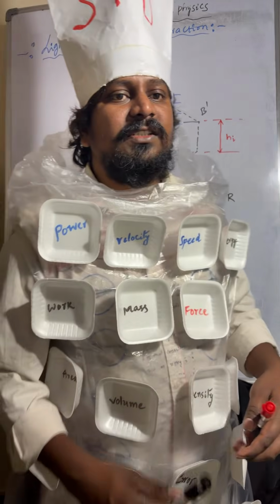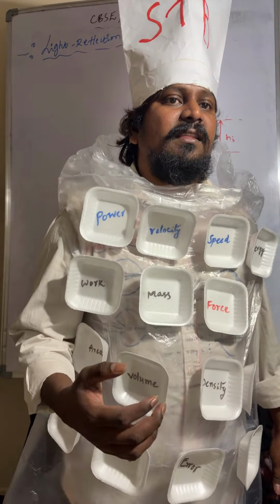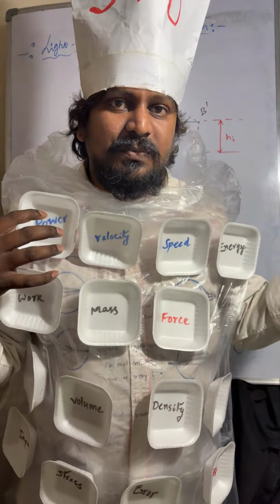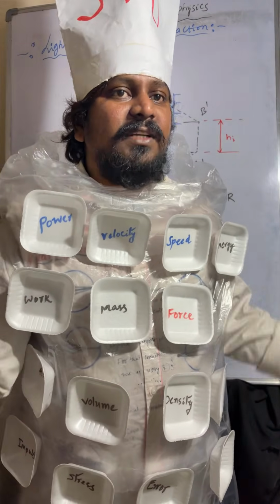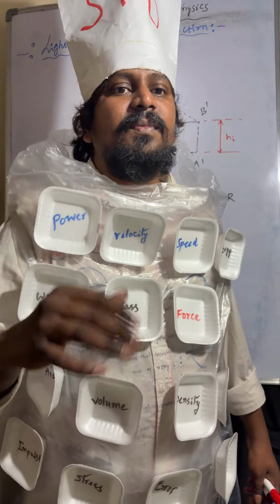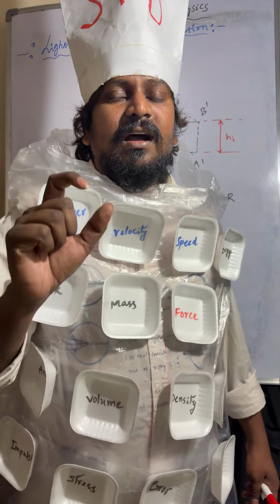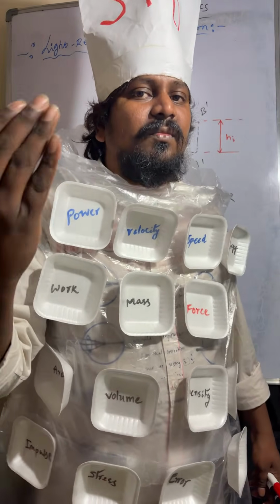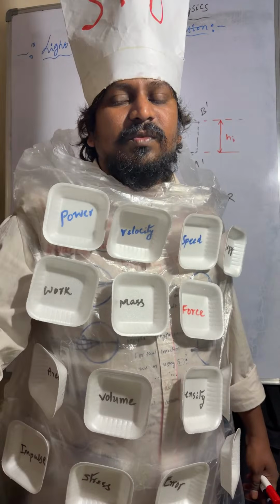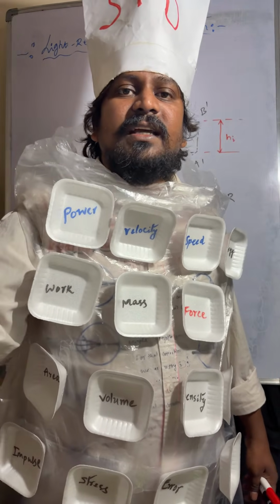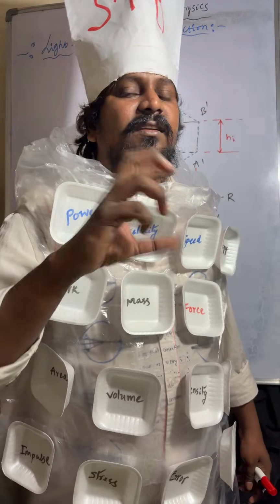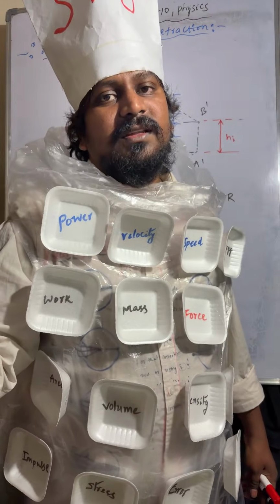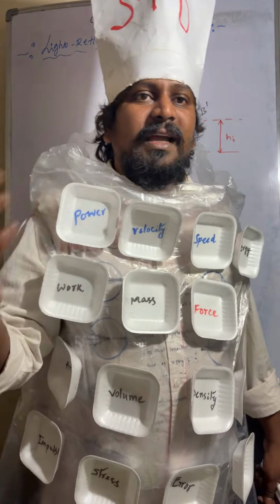It also shows lateral inversion. Lateral inversion is the phenomenon where the right side of the object appears as the left side of the image, and the left side of the object appears as the right side of the image. Best example, the ambulance. The word ambulance written on the vehicle is laterally inverted, so that when vehicles moving in front of the ambulance see it in the rear view mirror, it appears as ambulance properly. Understood?